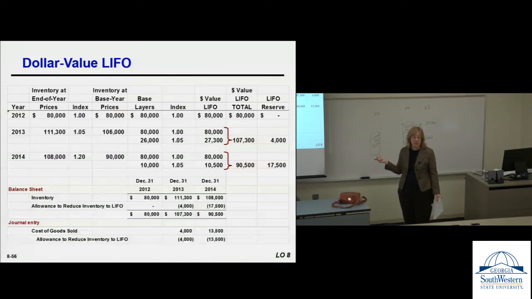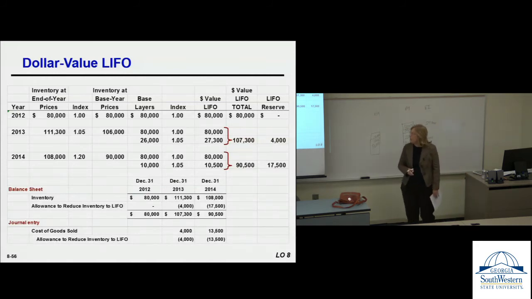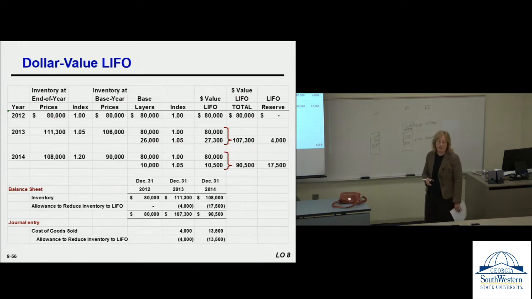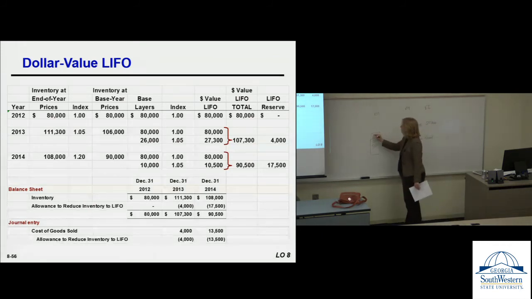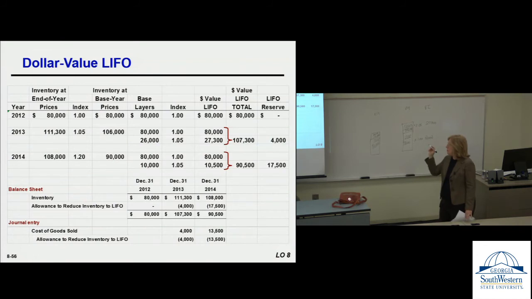So that's the question, right? So what year did it come from? The deal is we had this right here. Now we only have a $10,000 layer. What we are doing is eating into this layer. Is that why you use the 1.05? Right, right. That's why you use the 1.05. So with this layer right here, we ate into part of our 2013 layer. And so we use the 1.05 from 2013.